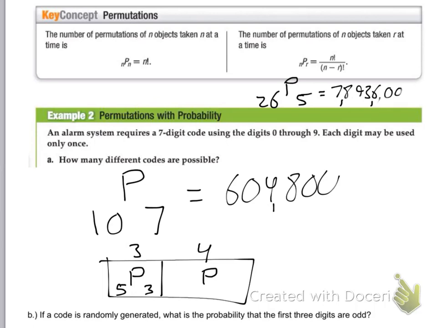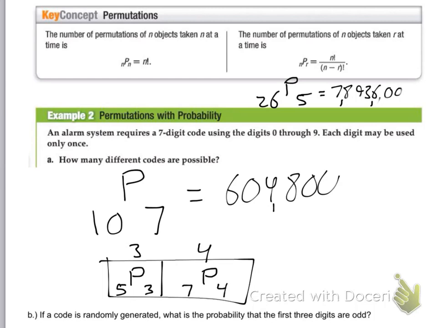Well, this is where it gets tricky. That second group, how many do I get to choose from? 7. Why 7? Because the initial rule said I can only use a number once. And I just used 3 of them up for my first 3 digits. How many of those 7 am I going to use for that code, though?